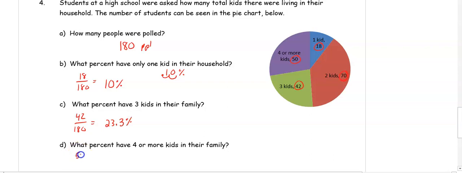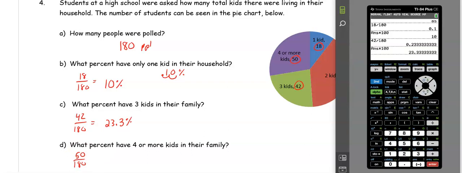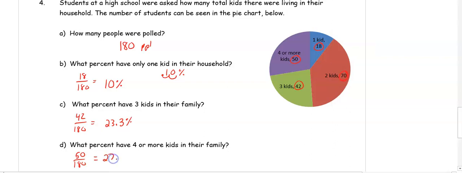What population have 4 or more kids? So that was 50 out of 180. So 50 divided by 180 times 100. That would round to 27.8%.